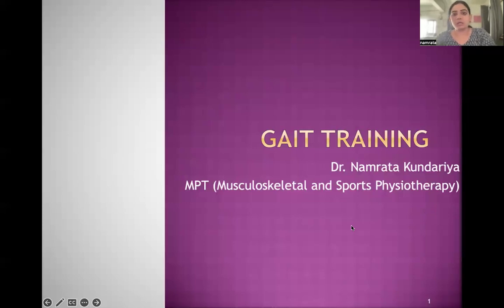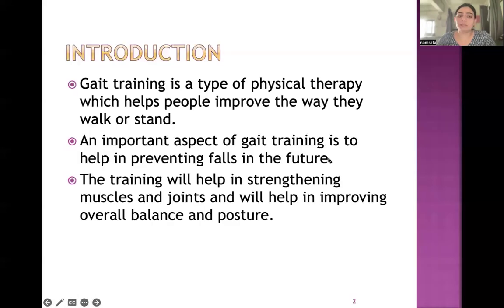Okay, so today's topic is gait training. So, gait training means what? Gait training means when you make your patient do a physical activity like walking or standing. It is known as gait training. Gait training is a type of physical therapy which will help people to improve the way they walk, the way they stand, then running, jogging. So all these kinds of activities come under gait training.